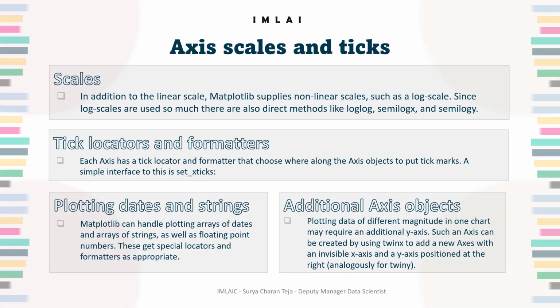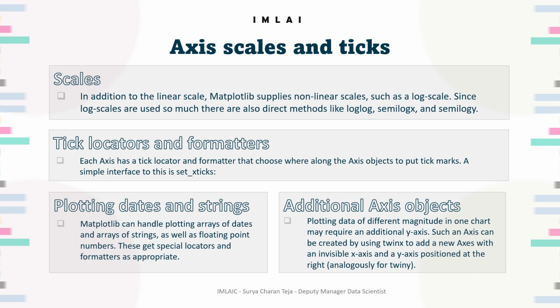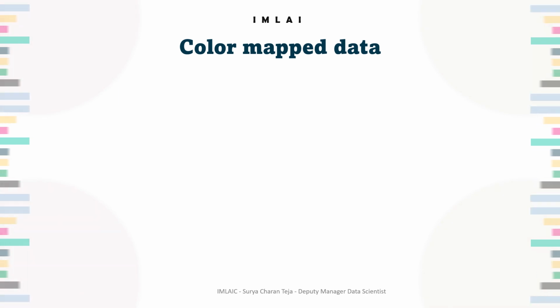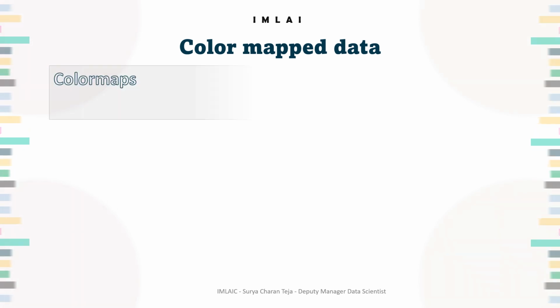So now let's look into some of the advanced concepts, such as mapping data with colors. We can call it color mapped data. Often we want to have a third dimension in a plot represented by colors in a color map. Matplotlib has a number of plot types to do this.